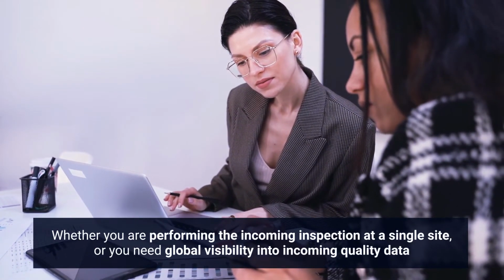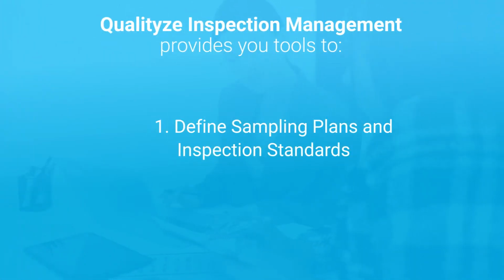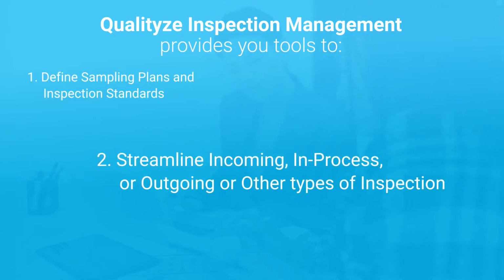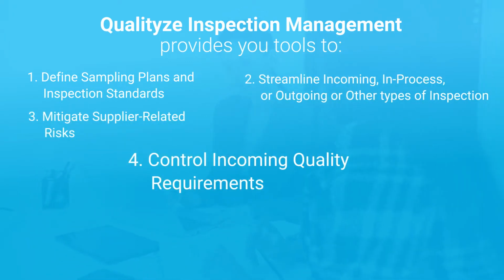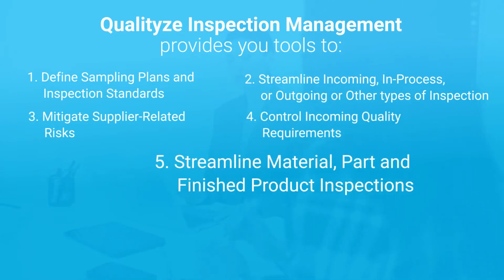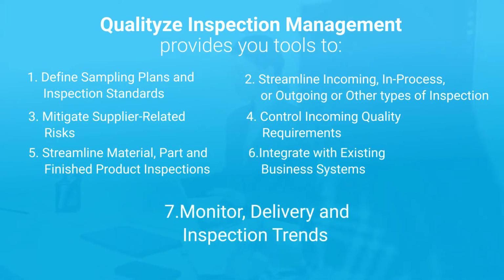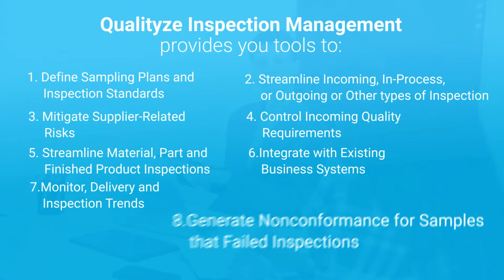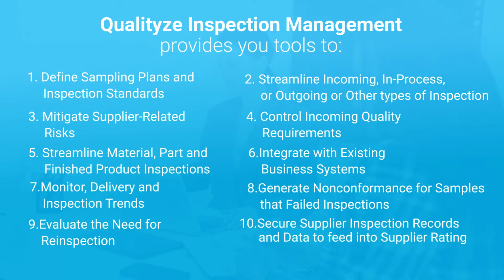into incoming quality data, Qualityze Inspection Management provides you tools to define sampling plans and inspection standards, streamline incoming, in-process, or outgoing or other types of inspection, mitigate supplier-related risks, control incoming quality requirements, streamline material, part and finished product inspections, integrate with existing business systems, monitor delivery and inspection trends, generate non-conformance for samples that failed inspections, evaluate the need for reinspection, secure supplier inspection records and data to feed into supplier rating.